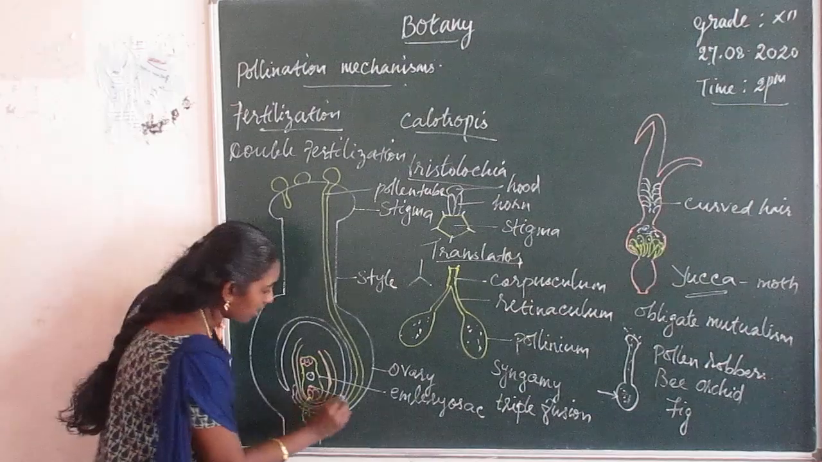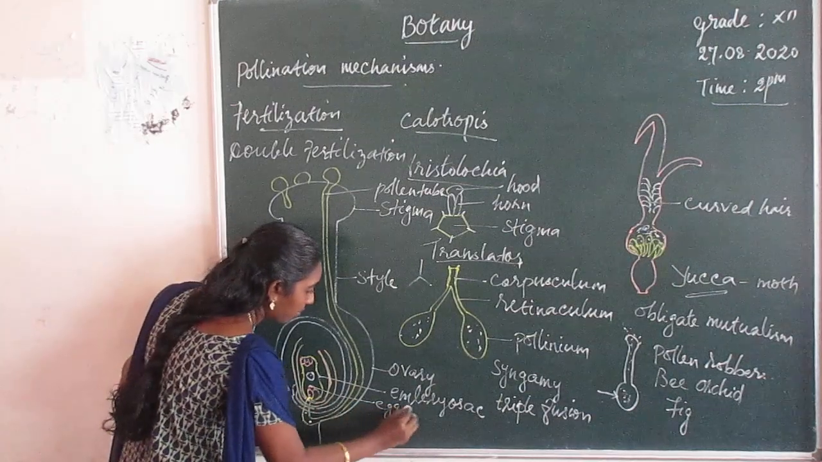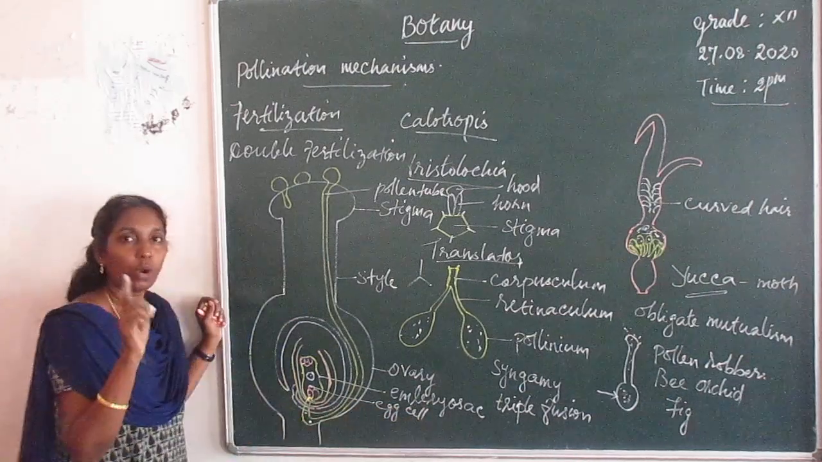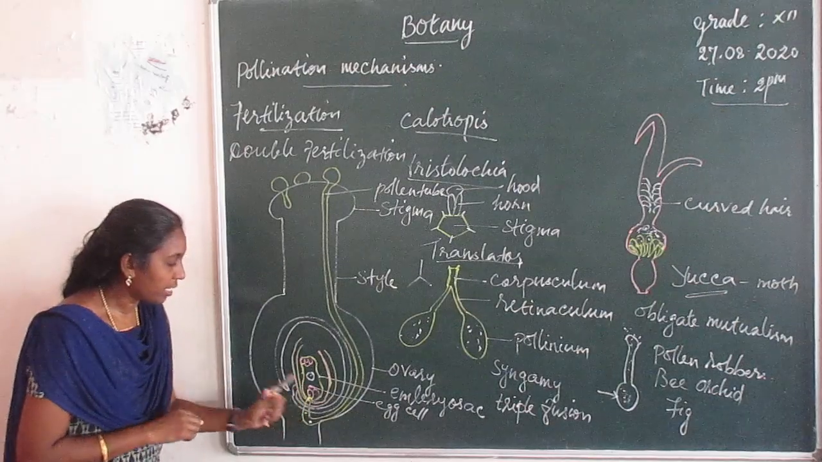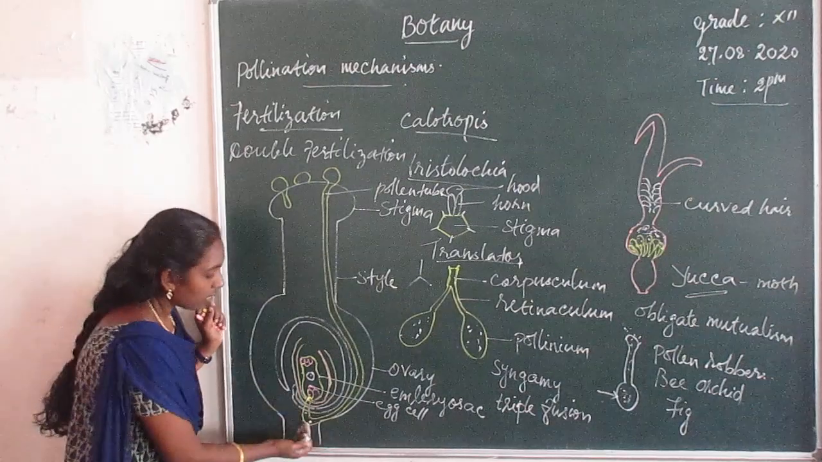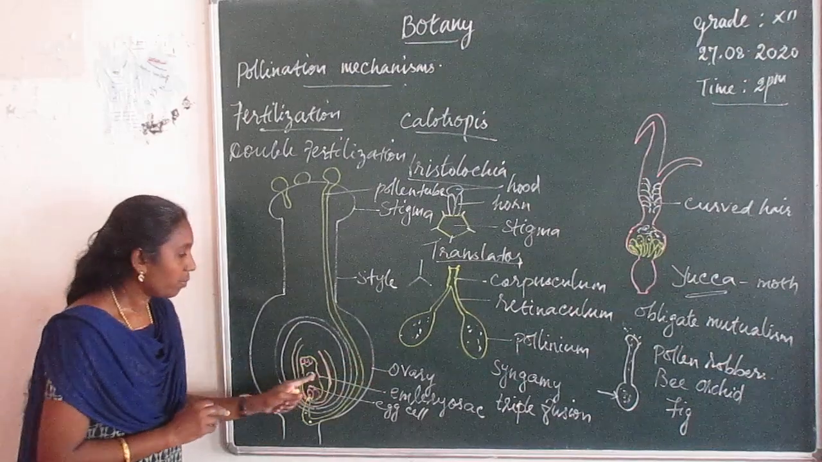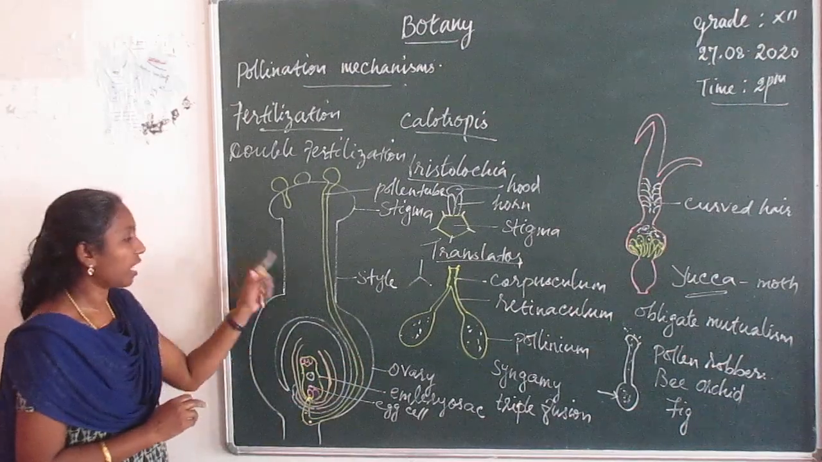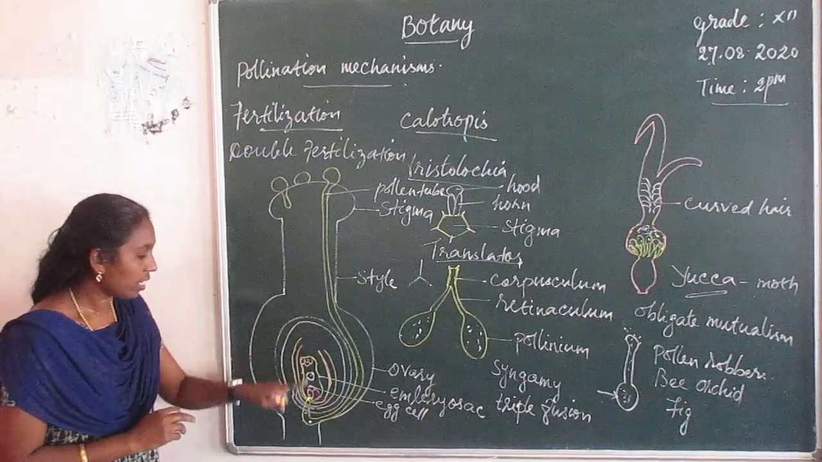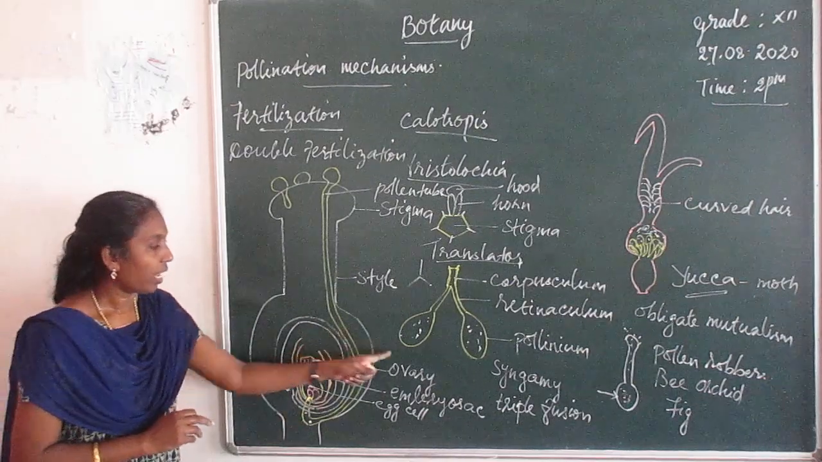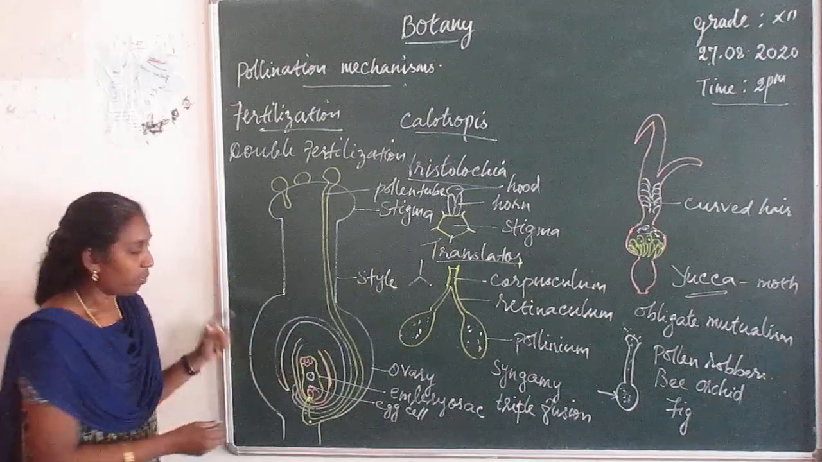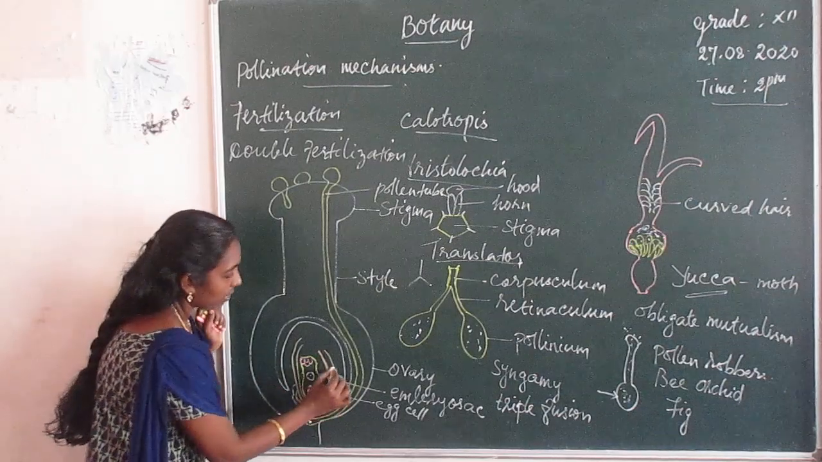One gamete fuses with the egg cell in the embryo sac, that is syngamy. The pollen tube enters either through the micropylar region, or through the integument, or the chalazial region. This is the chalaza, this is the micropylar region, and these are the integuments.